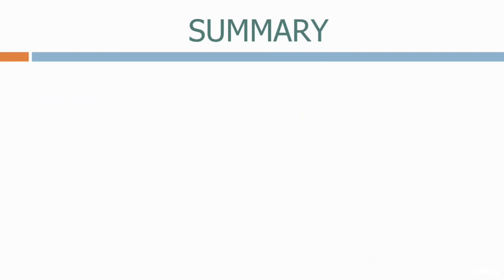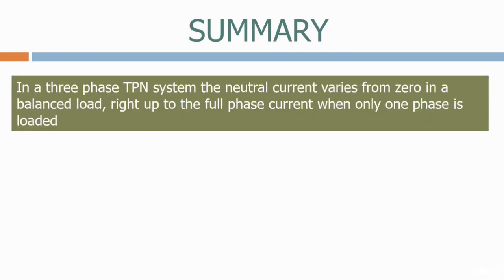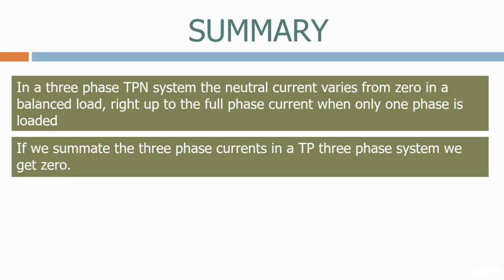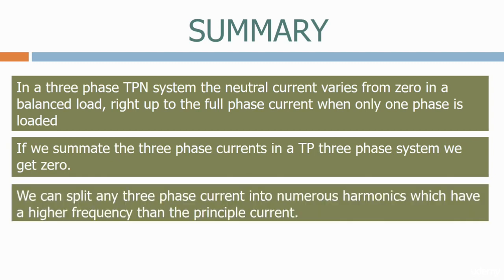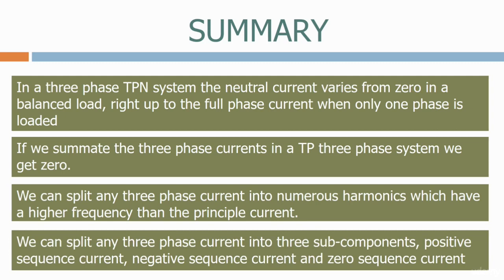Let's summarise what we've learned today. In a three-phase TPN system, the neutral current varies from 0 in a balanced load right up to the full phase current when only one phase is loaded. If we summate the three-phase currents in a TP three-phase system, we get 0. We can split any three-phase current into numerous harmonics, which have a higher frequency than the principal current. We can split any three-phase current into three subcomponents: positive sequence current, negative sequence current, and zero sequence current.